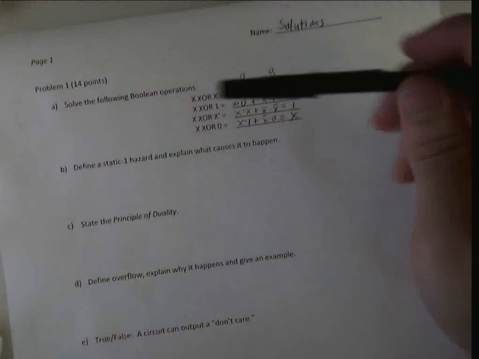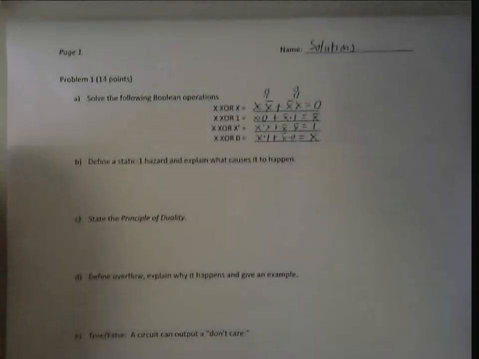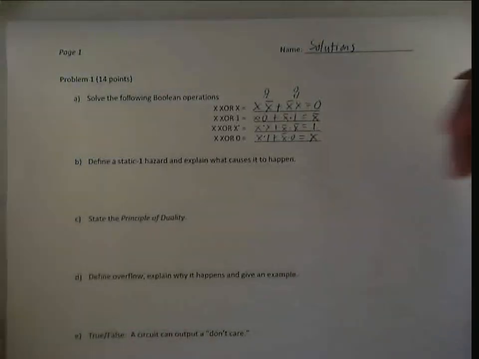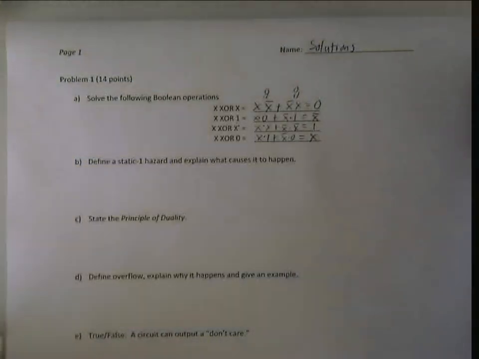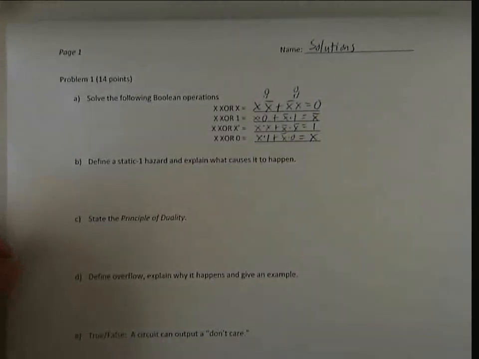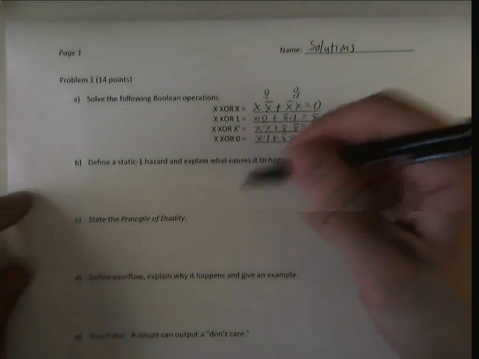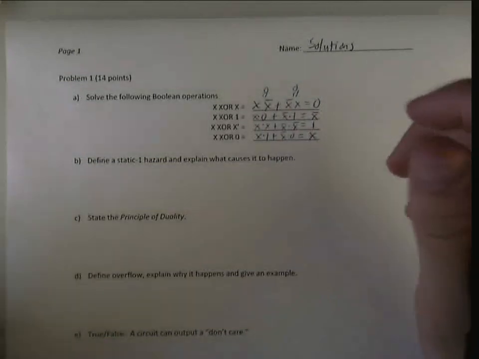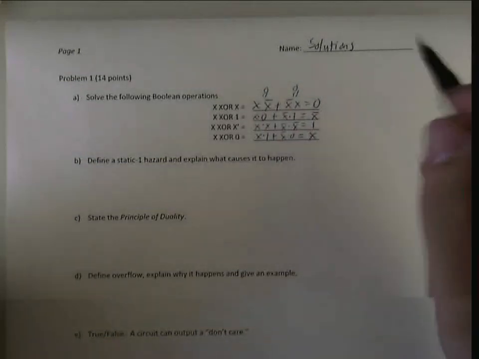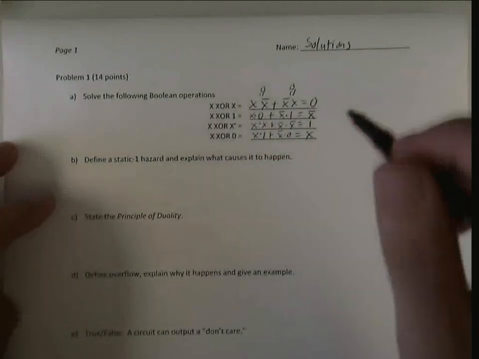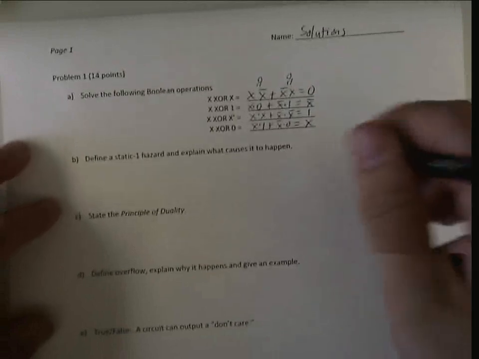Now, part B. Define a static 1 hazard and explain what causes it to happen. So this one I will not write down. Define a static 1 hazard. Essentially, anytime you have a change in the inputs that should cause a constant output, however, the output will have a momentary glitch to 0 because of a difference in gate delays between the inputs and the outputs. So different inputs will have different paths to the output, and they will not have the same amount of delay, which causes the glitch.